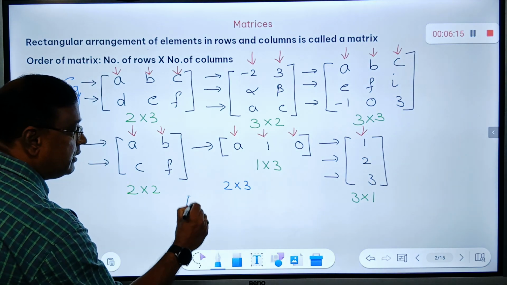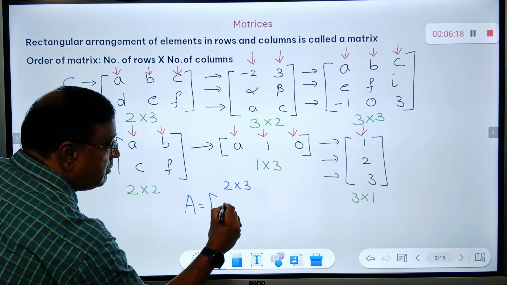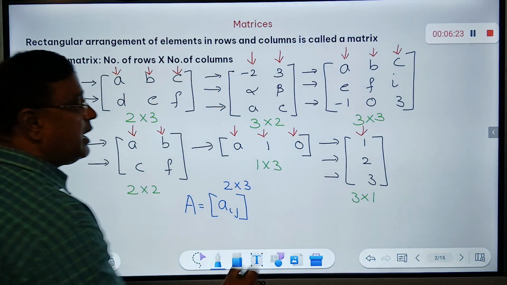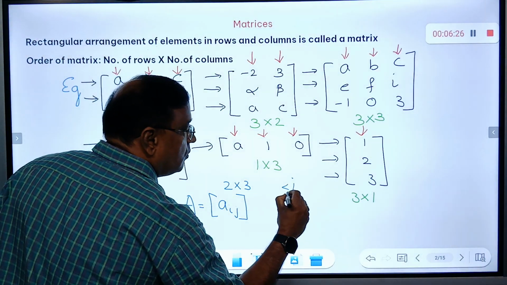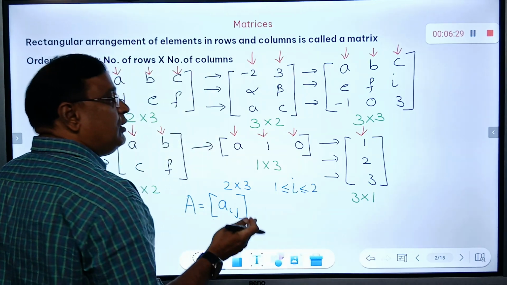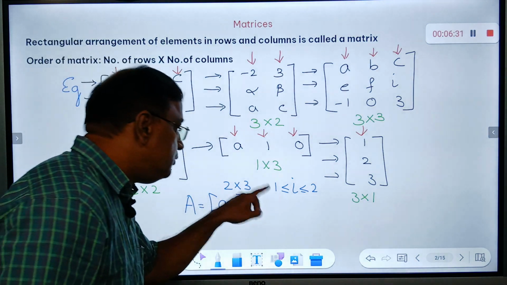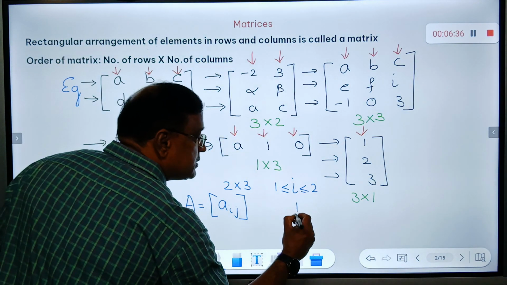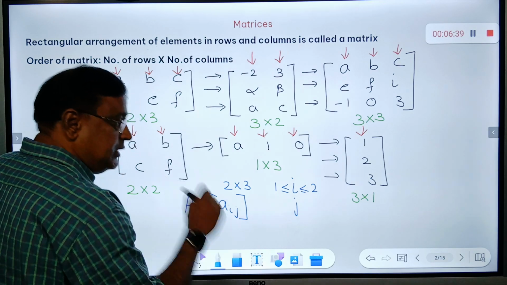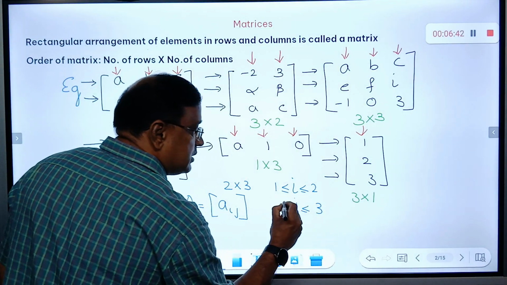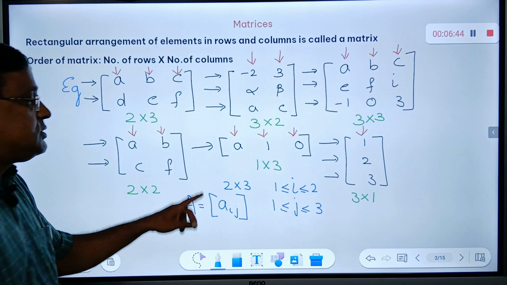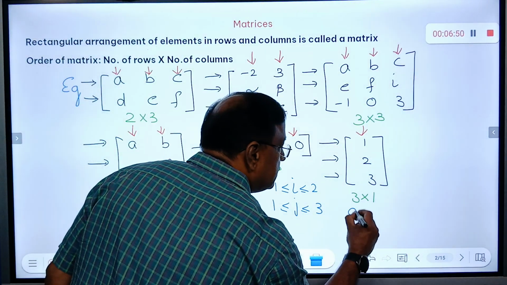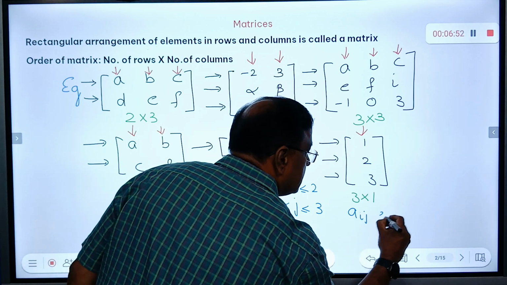I will generally write it as A equal to, in square bracket, Aij, where the first suffix i stands for row. So the maximum value of i is 2 and the minimum value is 1. So the number of rows is 2, and the second suffix j, the maximum value is 3. So the order of this matrix is 2 by 3. So Aij is called the element. Aij is an element.